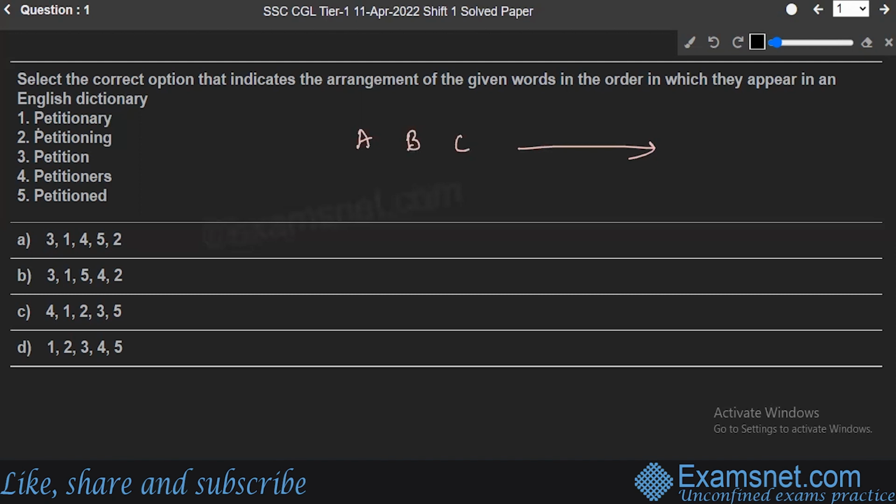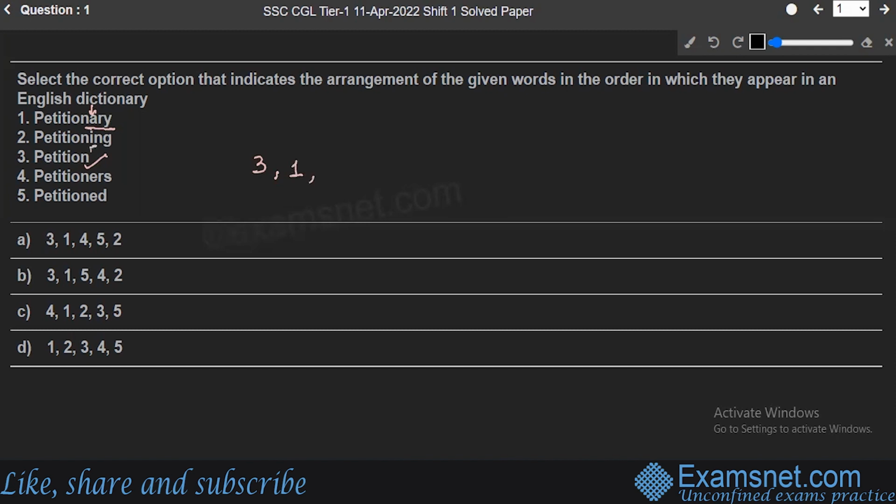You also notice one thing, the word petition is common in all of them. It is there in all 5 of them, right? So which word should come in the first place? Of course, it's the third one. Why? Because it's just petition. There is no alphabet after the word petition. So this will come in the first place itself. Then number 1, petitionary, because A is the first alphabet in the sequence of alphabets in the dictionary.